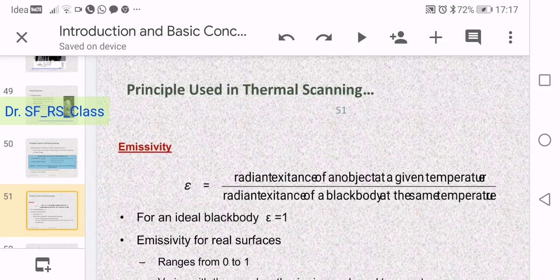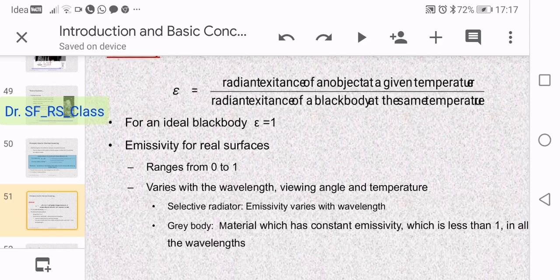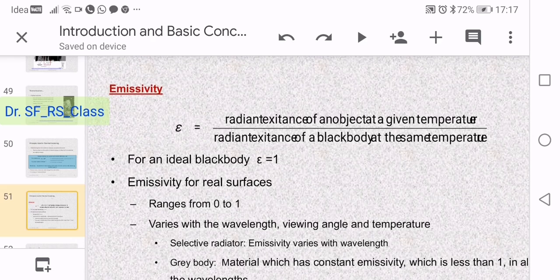So emissivity can be considered as the radiant excitance of any object at a given temperature. Emissivity is the radiant excitance of a given object at any temperature divided by the radiant excitance of a black body at the same temperature. And if that is known for the object, we can identify the temperature from the thermal images.